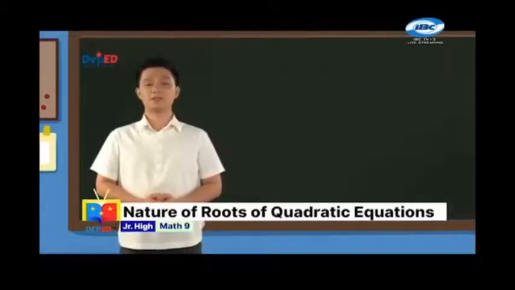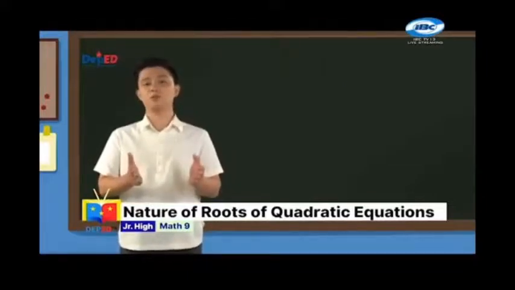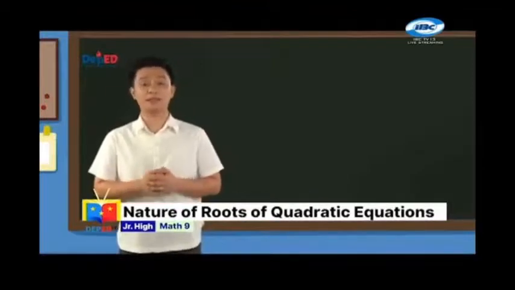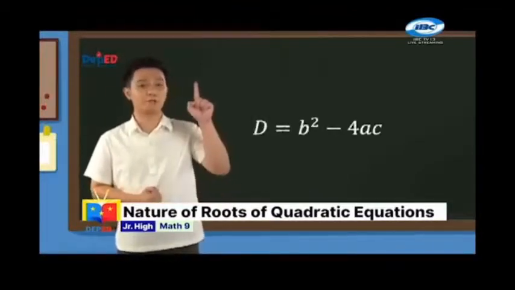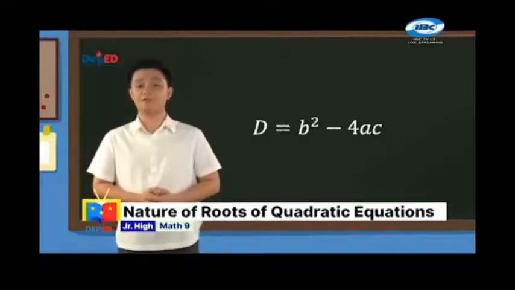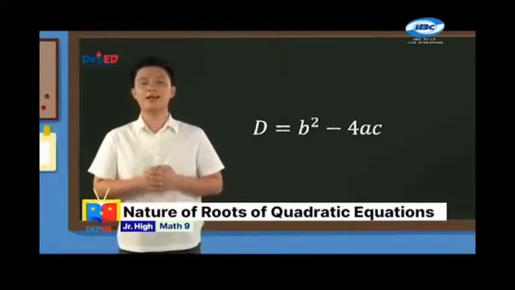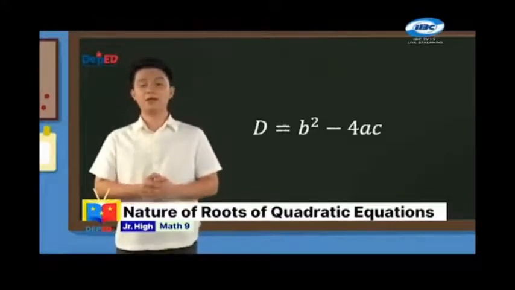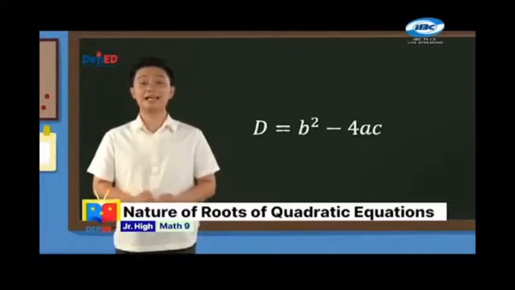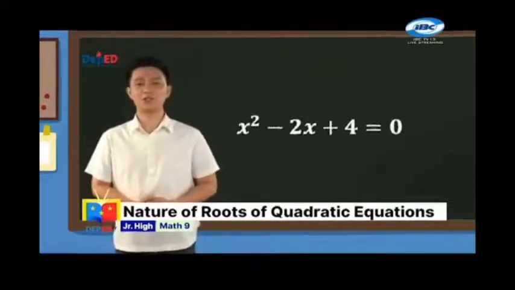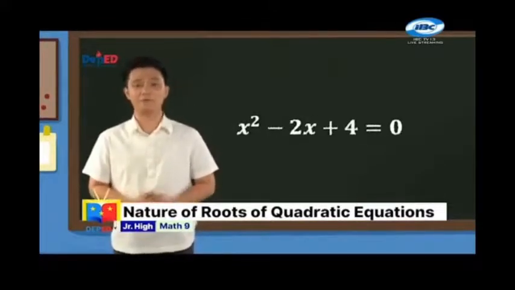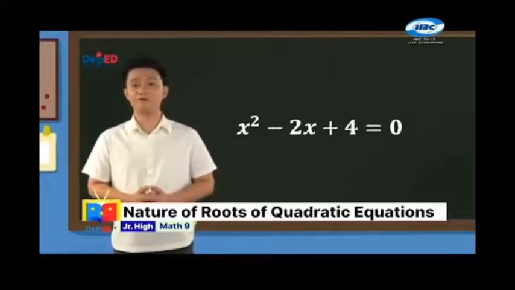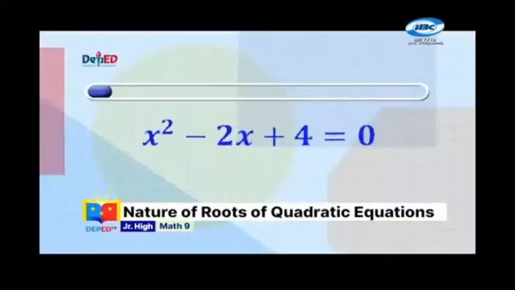Next part is, given the quadratic equation, we determine the value of the discriminant and describe the nature of the roots. Remember that the discriminant is the value of the expression b squared minus 4ac. Are you ready? Kagamath, ready your paper and pen. Let's do this. Equation number 1. x squared minus 2x plus 4 equals 0. You have 15 seconds. Go!